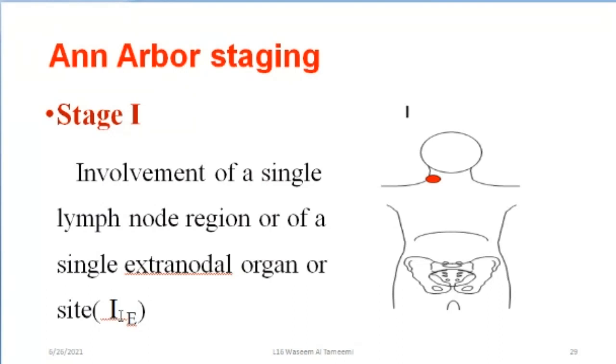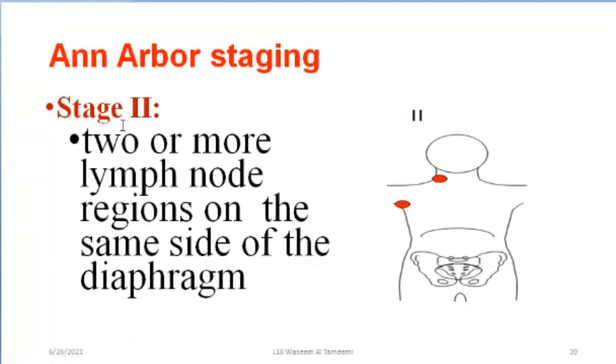If it is extranodal I denote it IE, where E stands for extranodal and the Roman numeral I means stage 1. Stage 2 is two or more lymph node regions on the same side of the diaphragm, meaning either above the diaphragm or below the diaphragm. It can be lymphoid region plus extralymphoid region, no problem. If extranodal, I call it stage 2E. If only lymphoid regions, for example axillary and cervical on the same side of the diaphragm, I call it stage 2.